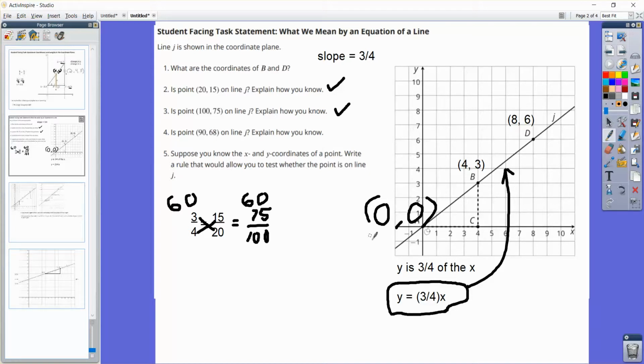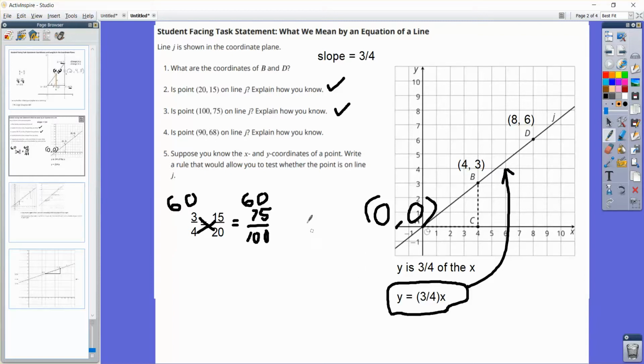So if I were to graph this line all the way into the x equals 90 area, the point that's on the line is actually below this point right here. So recognizing that if I took 3/4 of 90, I would not get 68. Now, if I know the x and the y coordinates of the point, write a rule that would allow me to test whether the point is on line j.